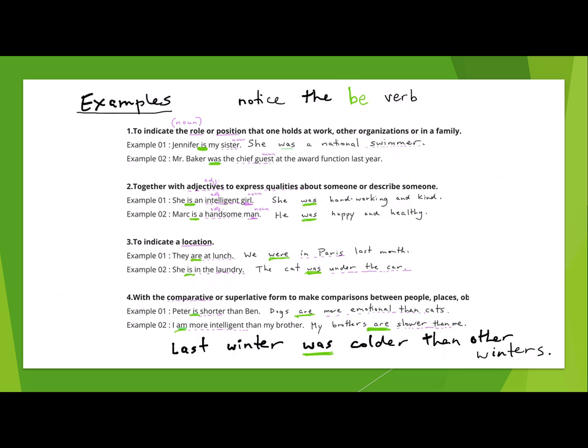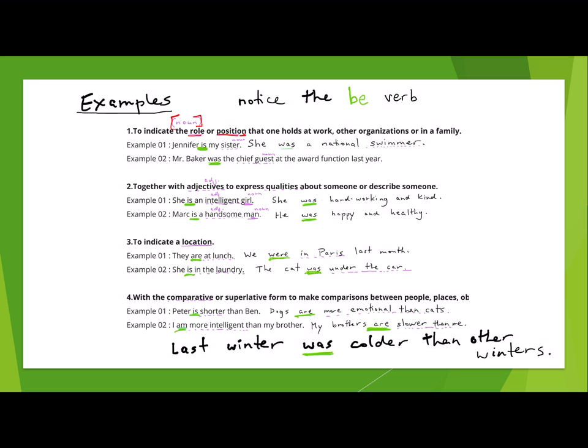Okay, let's take a closer look at the kinds of information that we learn about the subject that need the use of the be verb as the main verb. So number one, we use the be verb to indicate or to express the role or position. This is going to be in a noun form, a person, place, or thing. Look at the example. Jennifer is my sister. She was a national swimmer. Now she is a teacher.